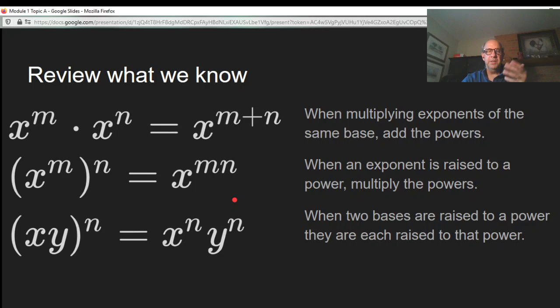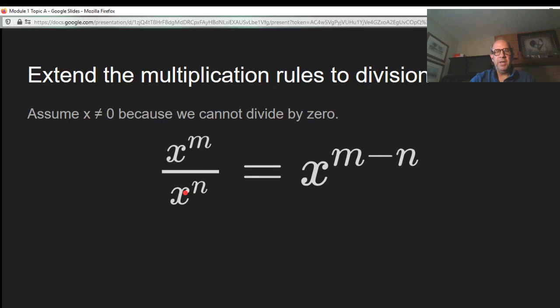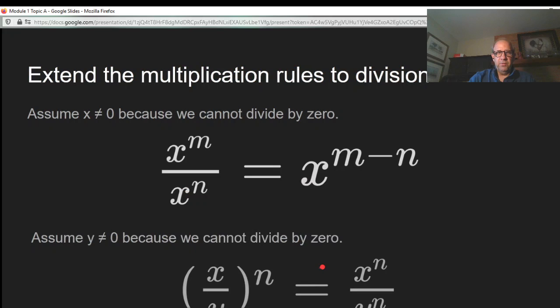Okay, so let's extend what we know to division. Assume x does not equal 0 because you can't divide by 0. So x to the mth power divided by x to the nth power equals x to the m minus n. That's our division rule. Now we're going to assume that y is not 0. So x over y, raised to the nth power, equals x to the nth divided by y to the nth. So those are the rules we've had. This is just a refresher of that.